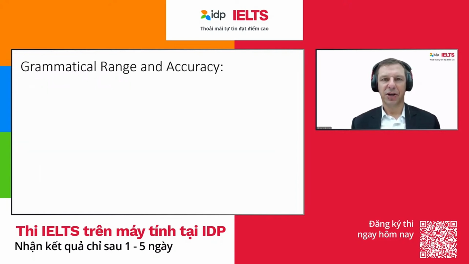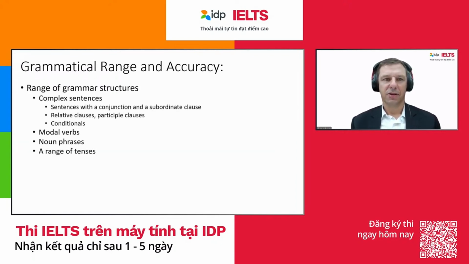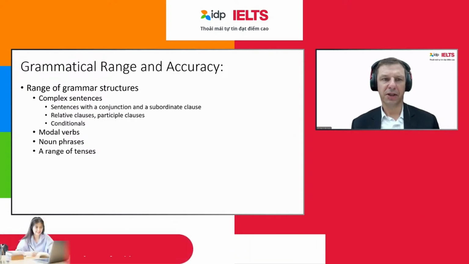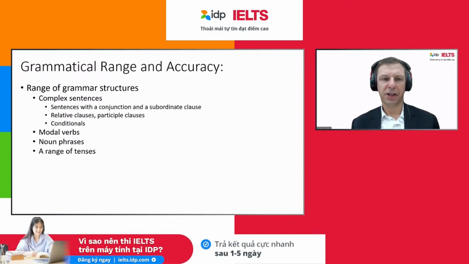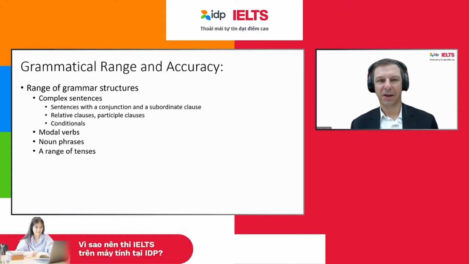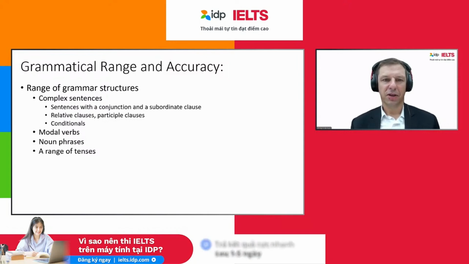Next, we have grammatical range and accuracy. So again, it's about range and accuracy, as with all parts of the criteria you are marked on. So is the candidate using a range of grammar structures? Now, what do we mean? We mean complex sentences. So an example of complex sentences would be sentences with a conjunction and a subordinate clause. So, for example, I go to work at 7 o'clock and then I check my emails when I get there. Something like that.